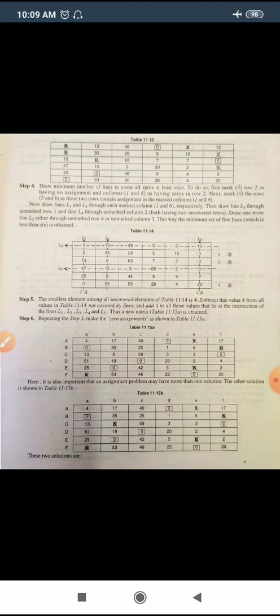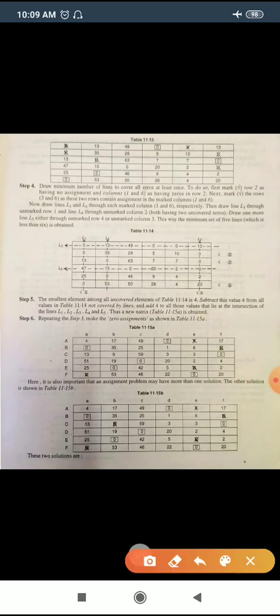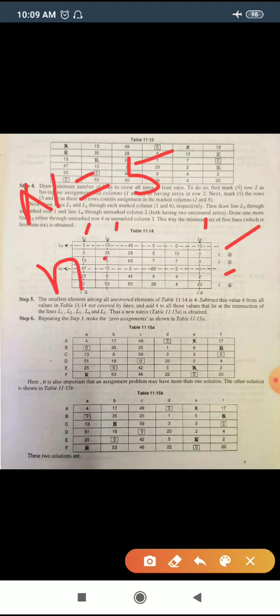So first of all, we draw the number of lines. The number of lines to cover all 0s: there is line 1, 2, 3, 4, 5. So the number of lines is represented here. The number of lines is equal to 5, and the number of rows is 6. So here the number of lines is less than n.